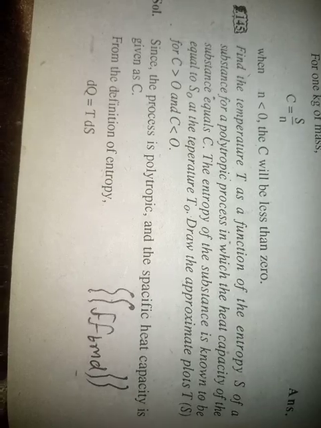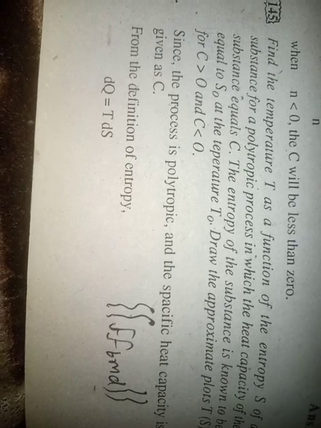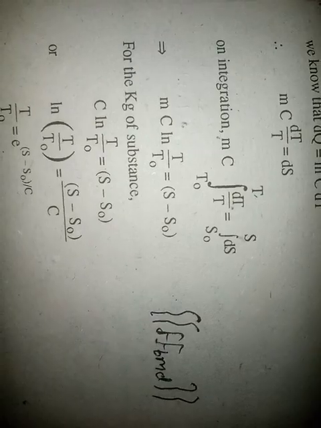Solution: since the process is polytropic, the specific heat capacity is given as C. From the definition of entropy, dQ equals T dS. We know that dQ equals m times C times dT, hence m times C dT by T equals dS. On integration, m times C times the integral from T naught to T of dT by T equals the integral from S naught to S of dS.